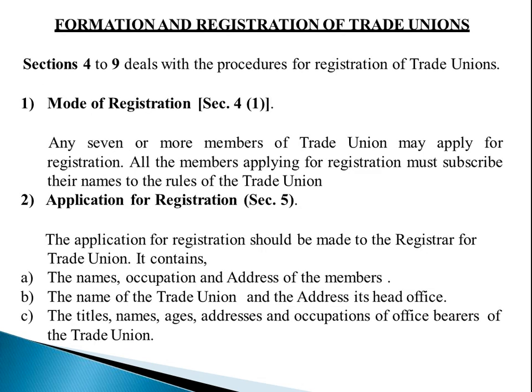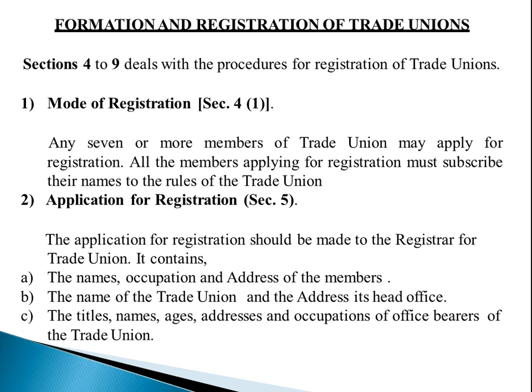Now, to form a trade union, what will the people, here I am talking about the employees or the workmen, have to do? What is the procedure they have to follow when they want to register a trade union or form a trade union? First, they have to go with the registration. For that, at least 7 or more members should be in the trade union in the beginning. That is what is given as the mode of registration.